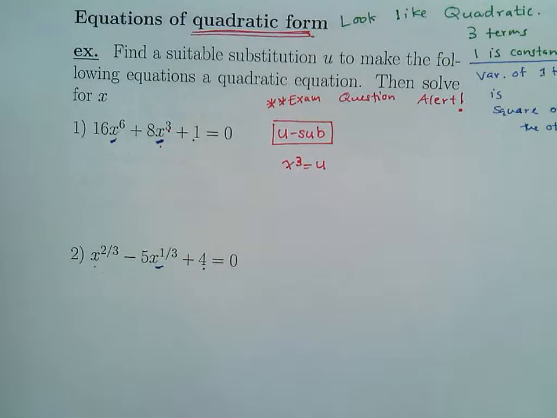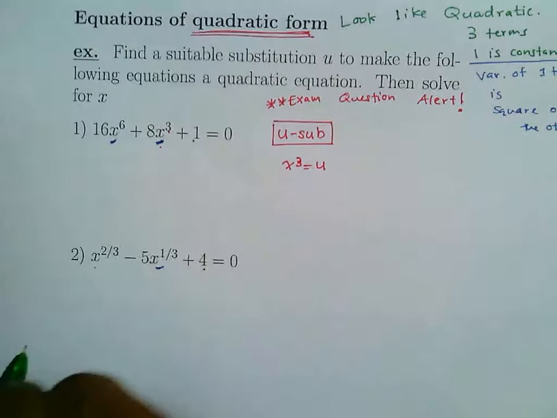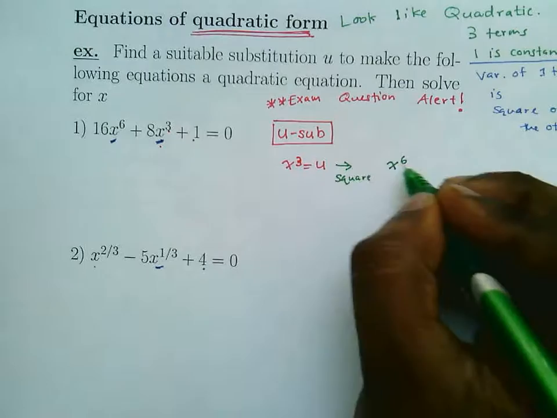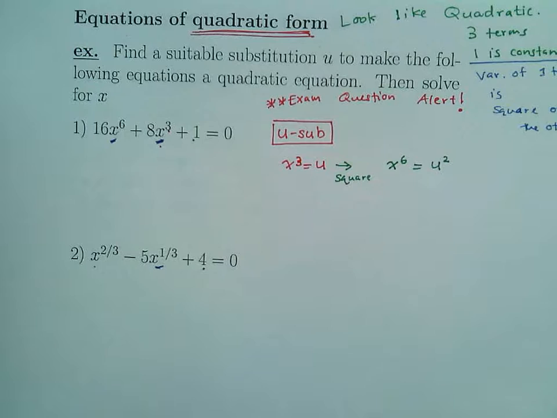Okay, now when you square it, you should definitely get x to the power 6. So you can see when you square both sides, you get x to the power 6 is equal to u squared. So now, in the original equation, replace x to the power 6 by u squared and x to the power 3 by u.